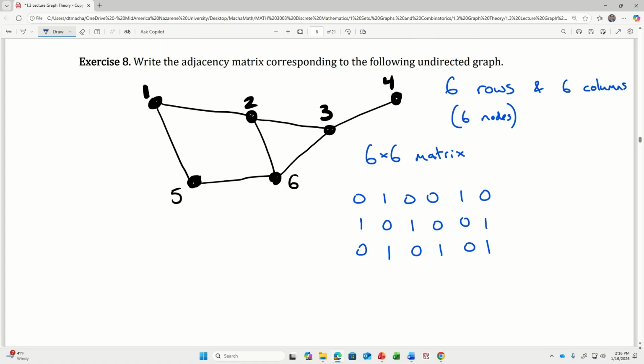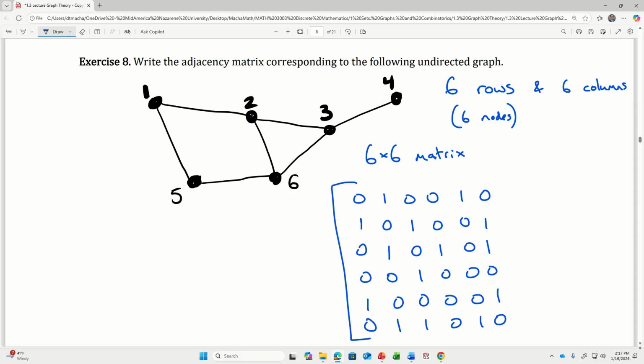Fourth row of the matrix, so I'm looking at node 4. It only has an edge with node 3. The fifth row of the matrix, I'm looking at the fifth node. It only has an edge with 1 and 6. And then the sixth node makes up the sixth row of the matrix, and it's going to have edges with 2, 3, and 5. So this is my adjacency matrix.